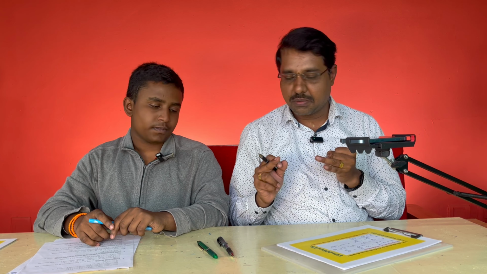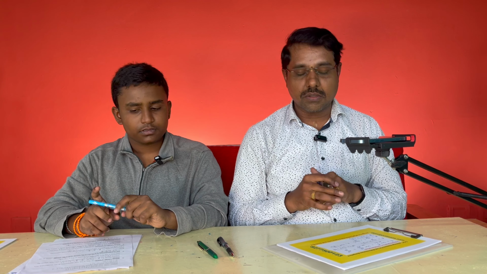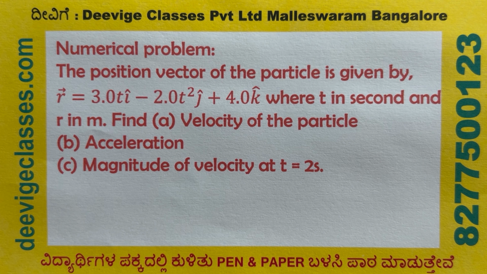Okay. So till now we have defined the position vector, displacement vector, acceleration, average velocity vector, instantaneous velocity vector, average acceleration vector, and instantaneous acceleration vector. So let us work out one problem based on this concept. Here I have one problem.